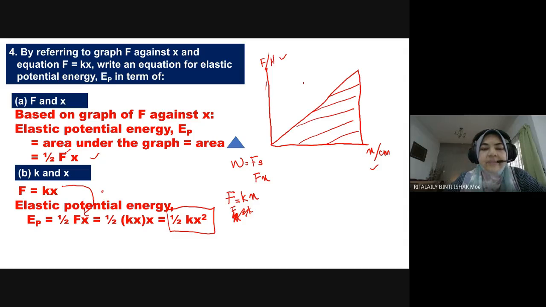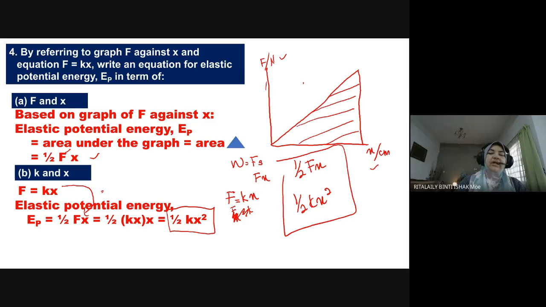So there are two methods to calculate energy stored, or elastic potential energy, of a spring. One is by using half Fx, and if we don't know the force, we can use half Kx squared. These two are the formulas to calculate energy stored inside a spring.